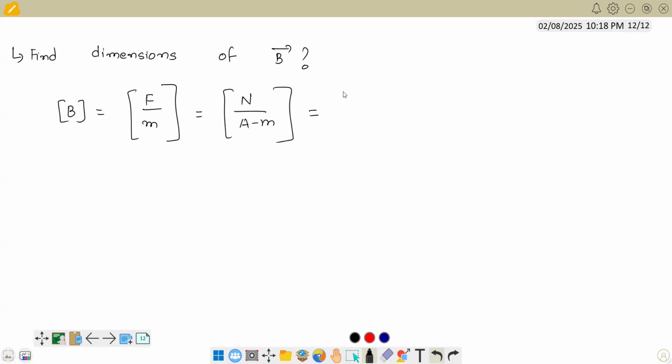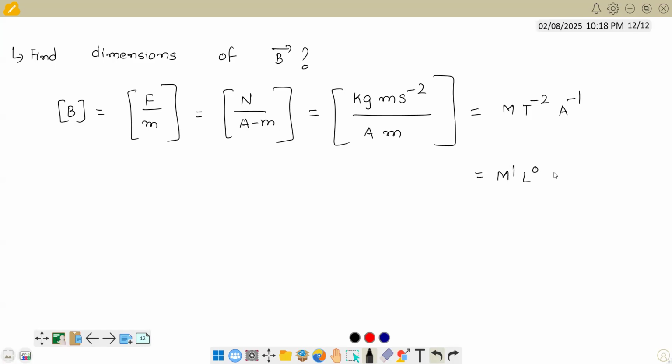If he's asking us to find the dimensions of magnetic field, in your head you can directly think the dimensions of magnetic field equal the dimensions of force divided by magnetic pole strength. It is Newton divided by ampere meter. We know Newton is kg meter per second square. So kg meter per second square divided by ampere meter. Meter would get cancelled. So you can write M power 1, L power 0, T power minus 2, A power minus 1. This is where you can use this formula, to find the dimensions of B.